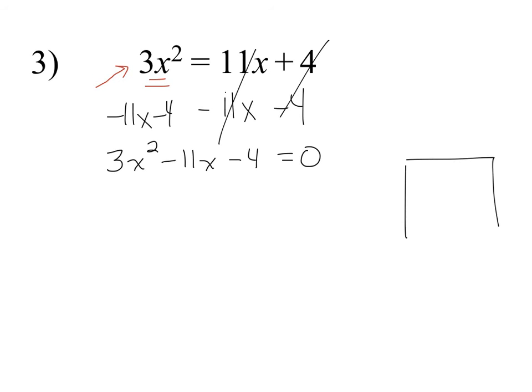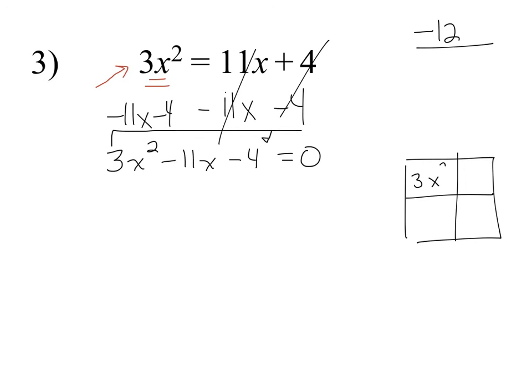So when I factor it with my box, remember the first thing I do is multiply the first and the last term. So 3 times negative 4 is negative 12. So I want things that multiply to negative 12 that add to negative 11. That's pretty easy. That'd be negative 12 and positive 1. So I'll put minus 12x here, and I'll put 1x here.